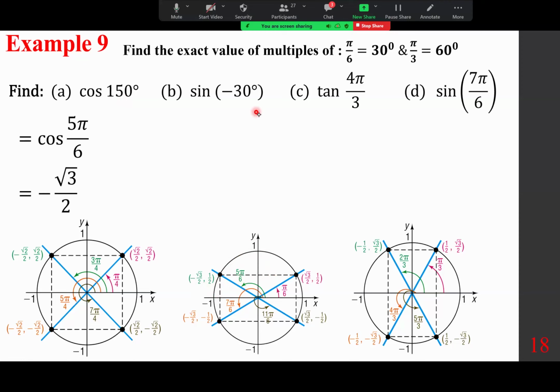Sine of negative 30 degrees. So this is 30 degrees or pi over 6. This way would be negative 30 degrees. And sine is the same as y, and therefore it becomes negative.